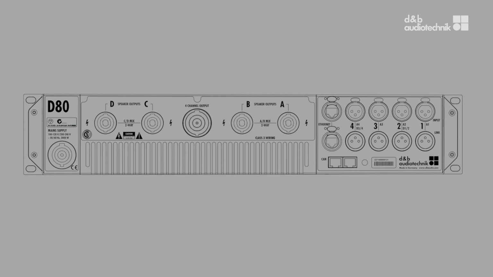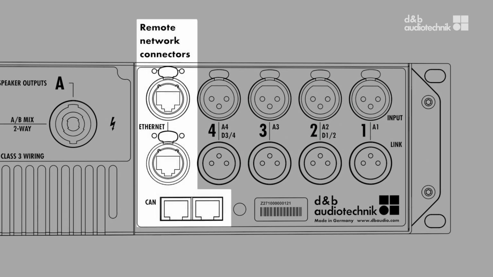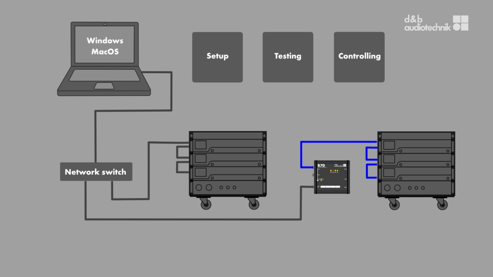D&B system amplifiers can be easily integrated into a D&B remote network. The remote network is a very helpful and time-saving tool, especially in larger systems. Typical uses include configuring the system, checking the cabling and loudspeakers, controlling group functions for tuning and alignment, and monitoring the system during a show.